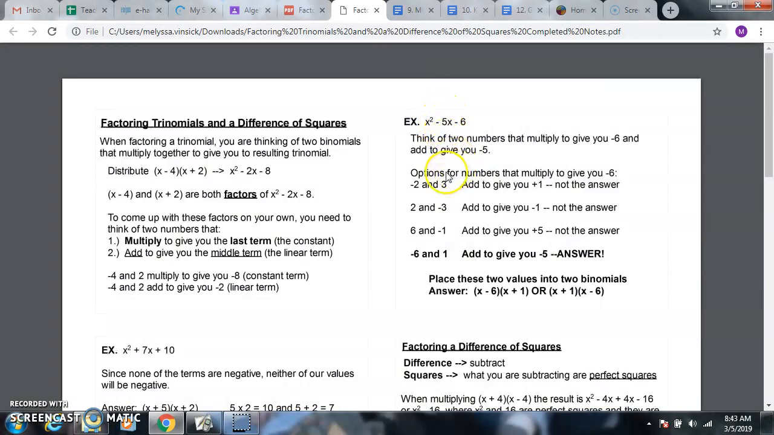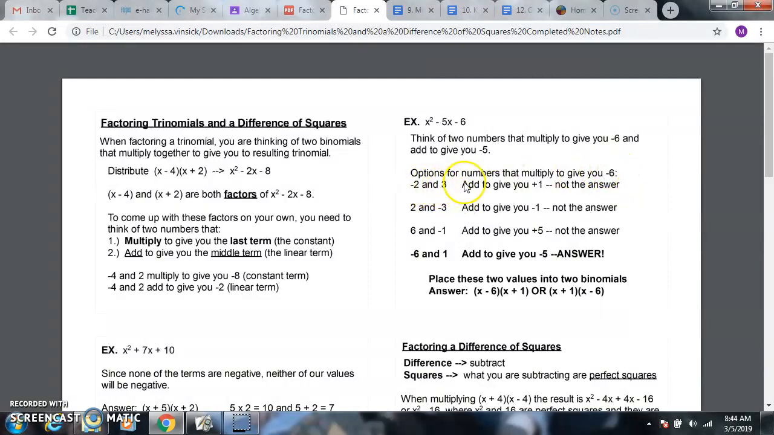First thing you want to do is go through and figure out your options for giving you a negative 6. Negative 2 times positive 3 would give me a negative 6. 2 times negative 3 would give me a negative 6, so just switching the signs. 6 times a negative 1 would give me a negative 6. Negative 6 times a positive 1 would give me a negative 6 as an answer. So you need to go through those options first for your multiplying.